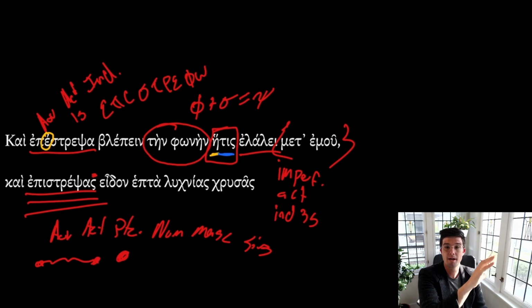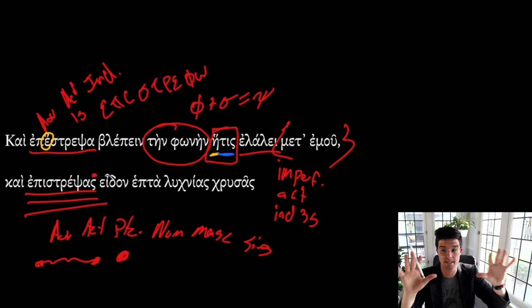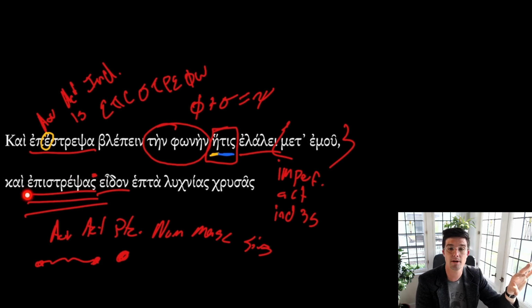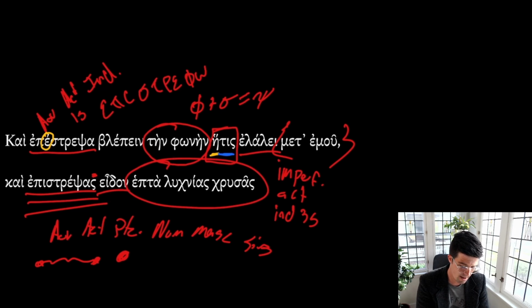Normally, with a present participle, the action of the participle is happening simultaneously with the action of the verb. If this were a present participle, it would be "while turning, I saw." But it's not. It's an aorist participle, so it's going to be completed action. The action of the participle is going to be done and completed when the action of the verb then takes place. So we'll do something like "having turned." So the action of turning is completed, and then the action of the verb starts. Eidon, this is a second aorist active indicative, first person singular from horao, to see. So "turning, I saw," and then what was seen was hepta lychnias chrysas.